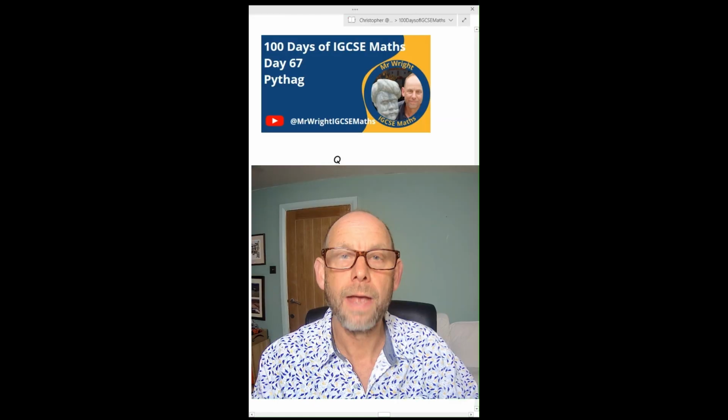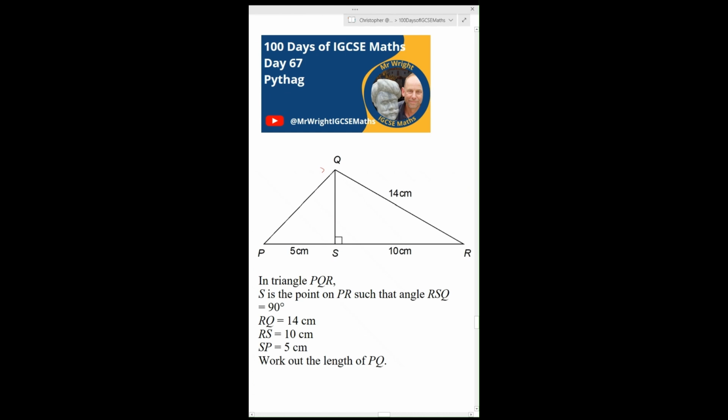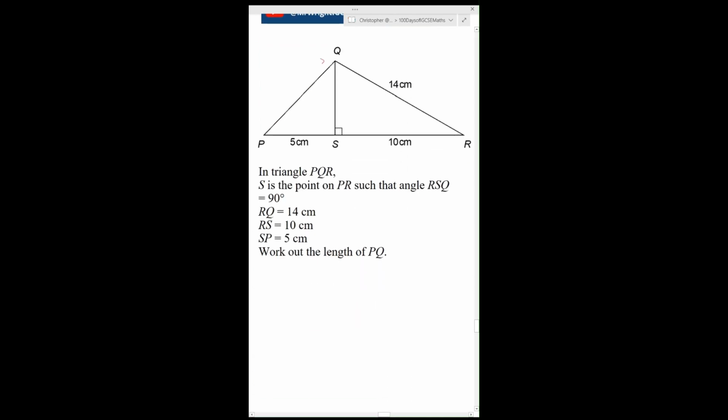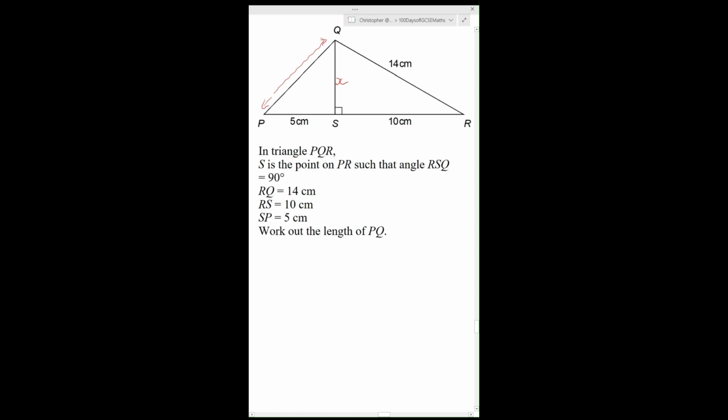Day 67. Now's your chance to pause the film. Okay, I'm going to use Pythagoras to find the length x using the right-hand triangle, and then use that answer to find the length of QP, or PQ, using the left-hand side triangle. So looking at the right-hand triangle, x is going to be the square root of 14 squared minus 10 squared. So x is the square root of 96.